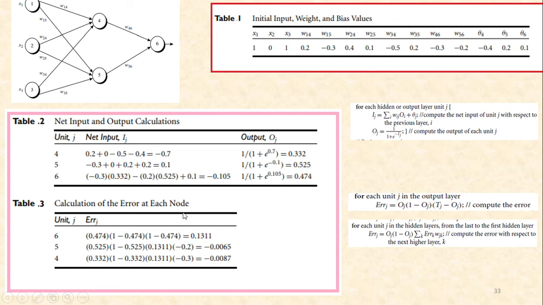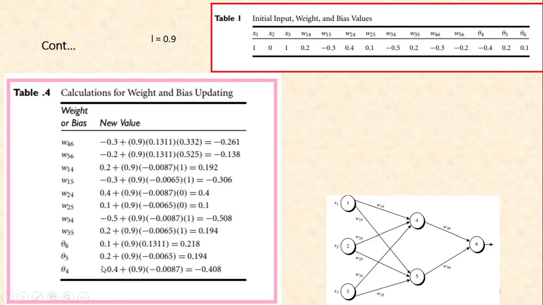Oj for neuron 5 is calculated as 0.525, so 0.525 into 1 minus 0.525 into the error 0.1311. So the error with respect to the next layer is 0.1311, which is already calculated, into the weight W46, which is minus 0.2, given here. The resultant quantity is minus 0.0065. Similar calculation is done with respect to neuron 4.